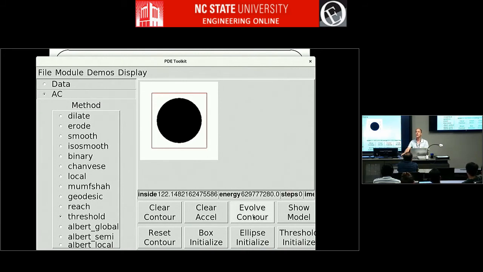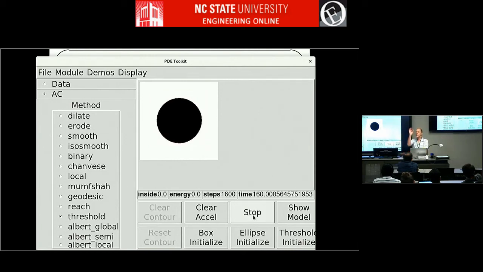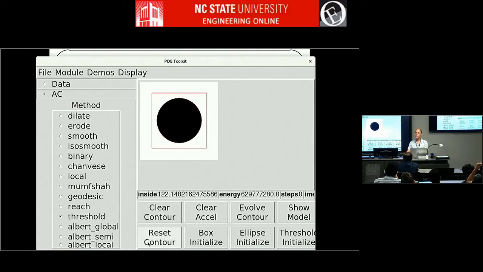So here's a standard gradient descent active contour. And as soon as any piece of the contour hits the edge, it kind of stops and everything else catches up and you're done. It's still evolving, but you can see that it's at a steady state. All right, let's reset. Same initial condition.